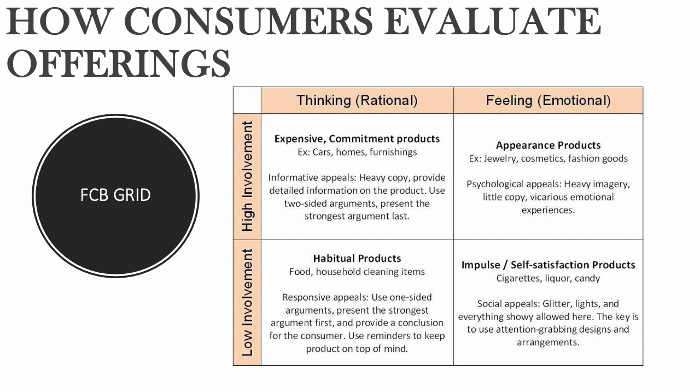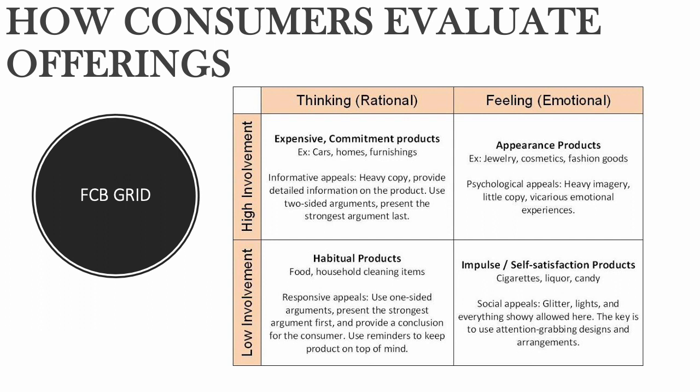On the other hand, if we have a high involvement category where it is a feeling or emotional type of offering, such as appearance products, jewelry, cosmetics, fashion goods, you want to make a psychological appeal. You're going to use heavy imagery, lots of images, and little copy. And then you're going to talk about vicarious emotional experiences.